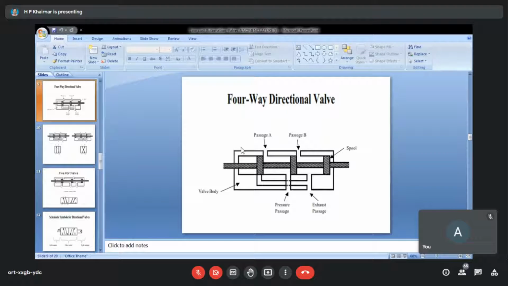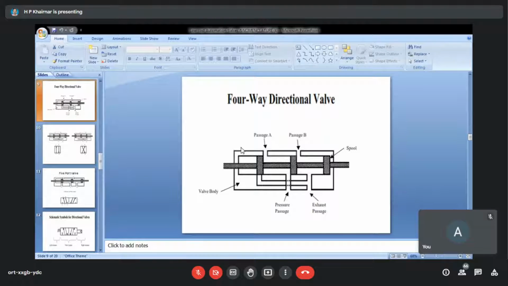Passage A means what? It is connected to an actuator, a cylinder, any cylinder. So through A, it is connected to the cylinder. Once the cylinder gets actuated, the air trapped at the other end of the cylinder is going to exhaust. So it will be exhausting through passage B and then to the exhaust passage. So this is how normal functioning is there for this kind of symbol.